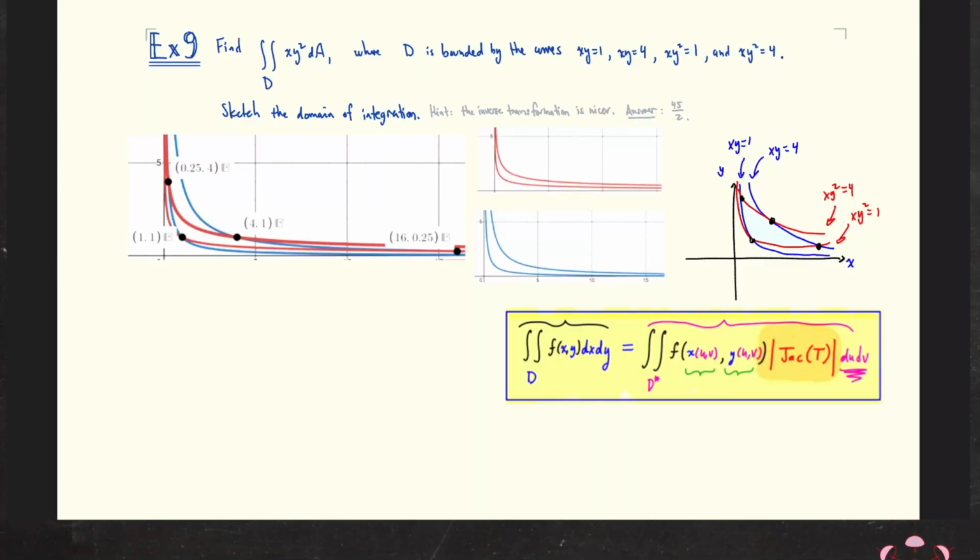Okay, a new example here, example 9. So what would we like to do? We're going to try to calculate the integral of x y squared dA over the domain D. So you can see the theme developing here, right? The function that we're integrating is not very difficult. What makes it difficult is the domain of integration.